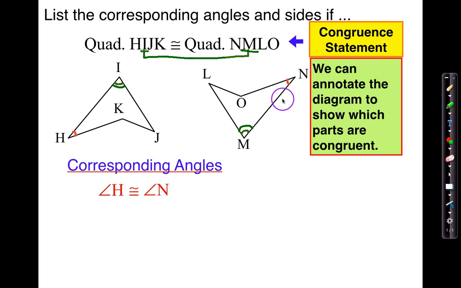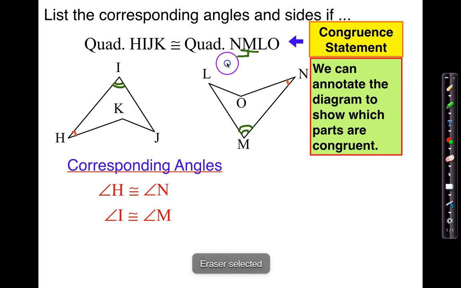Now, right now, I'm making it just a little bit easier by color coordinating it. But again, the number of tick marks will also help because, let's face it, we won't always have different colored writing utensils to illustrate that for us in every situation. So that's basically why we used a different amount of tick marks to show that. So I'm going to write that as angle I is congruent to angle M.